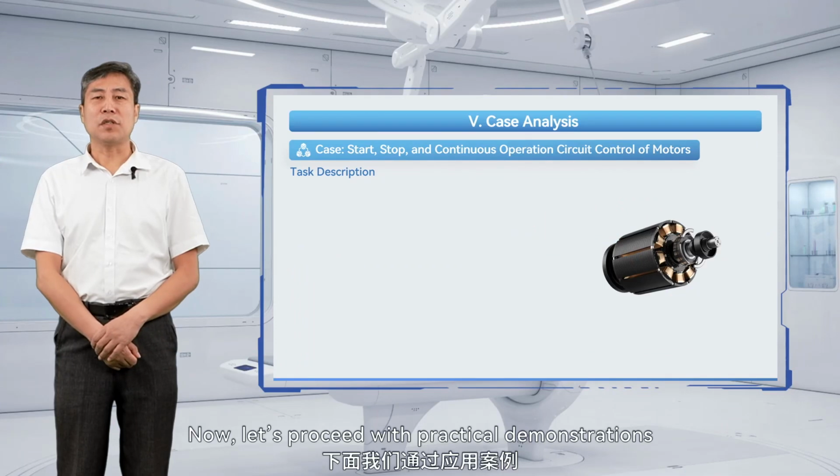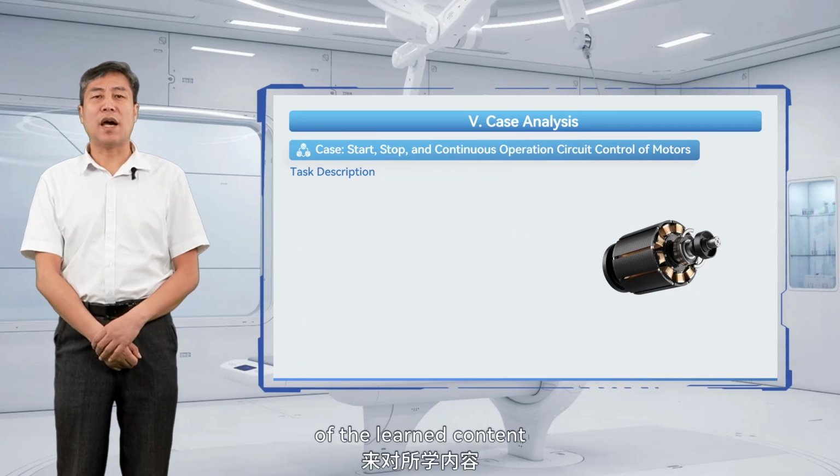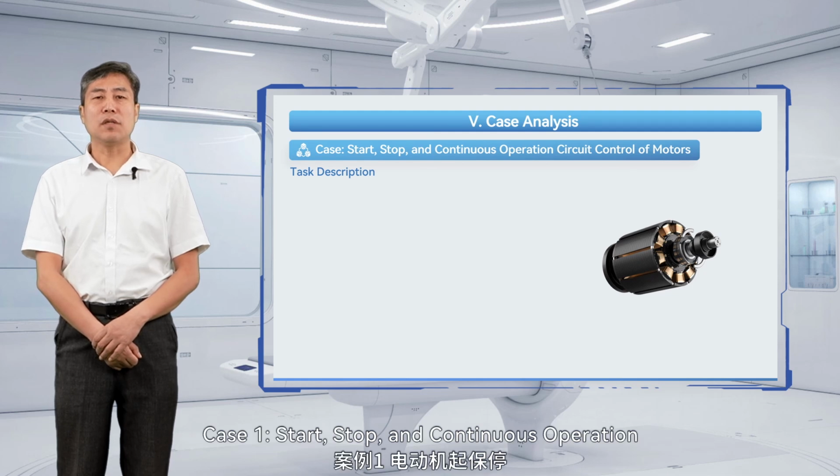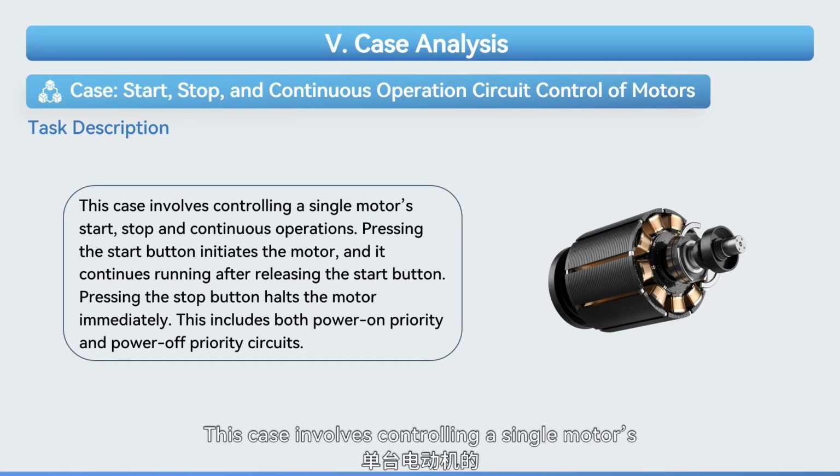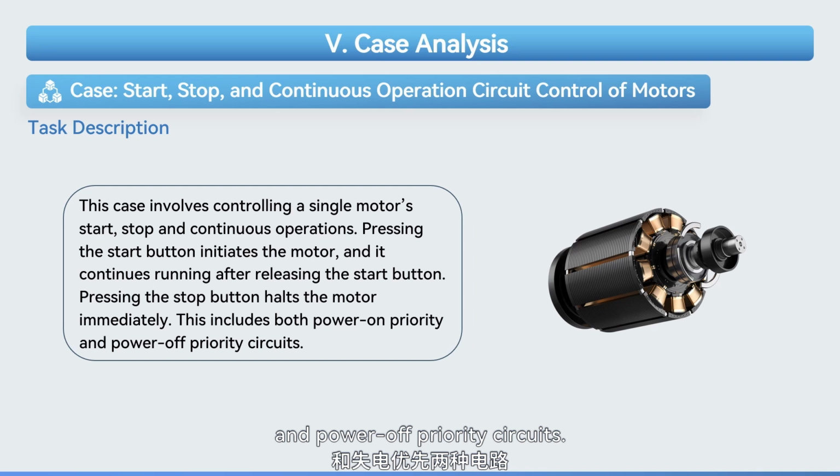Now, let's proceed with practical demonstrations of the learned content through application cases. Case 1. Start, stop, and continuous operation circuit control of motors. This case involves controlling a single motor's start, stop, and continuous operations. Pressing the start button initiates the motor, and it continues running after releasing the start button. Pressing the stop button halts the motor immediately. This includes both power-on priority and power-off priority circuits.